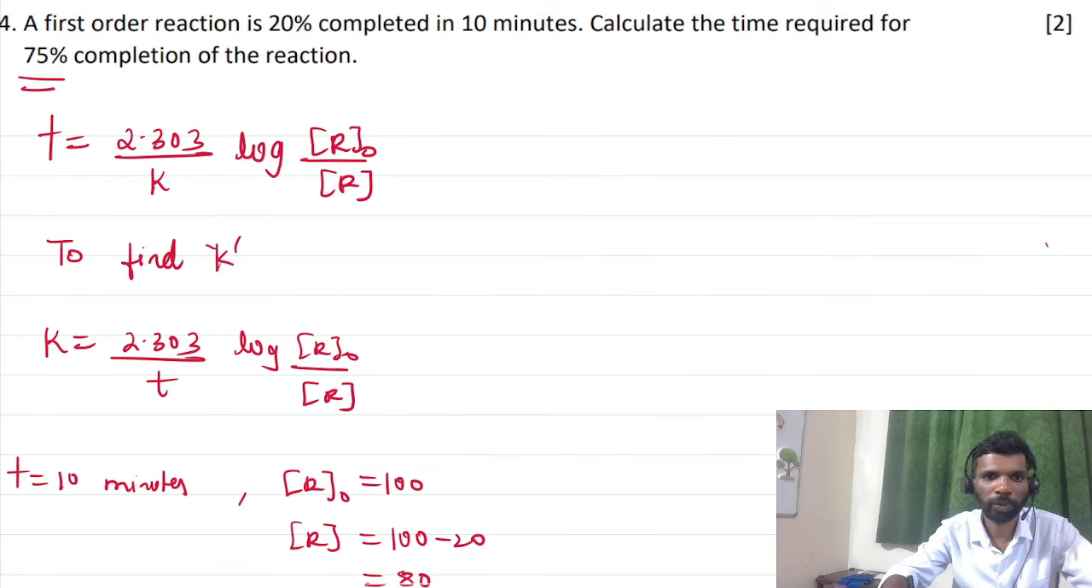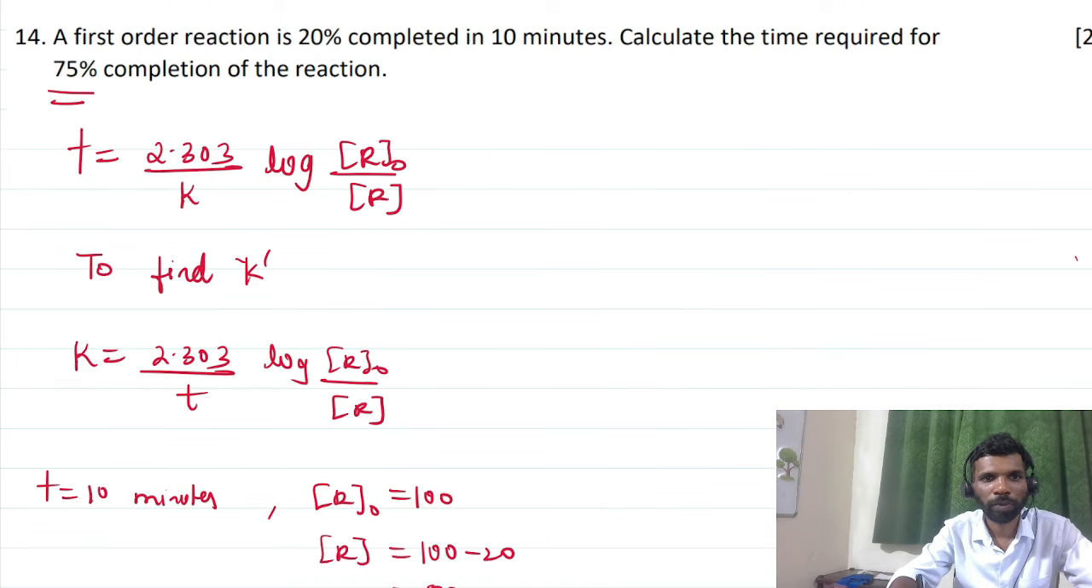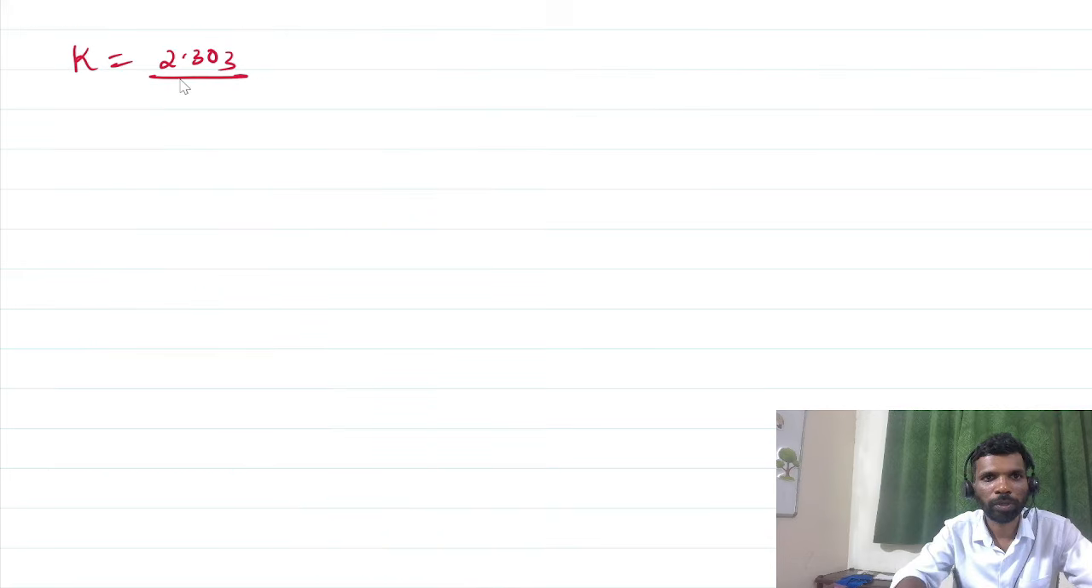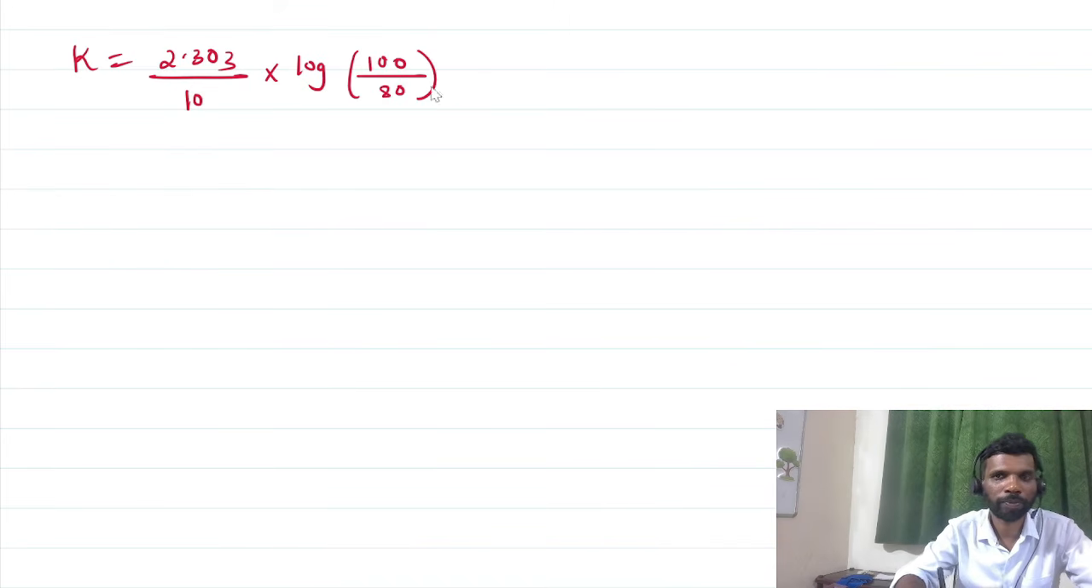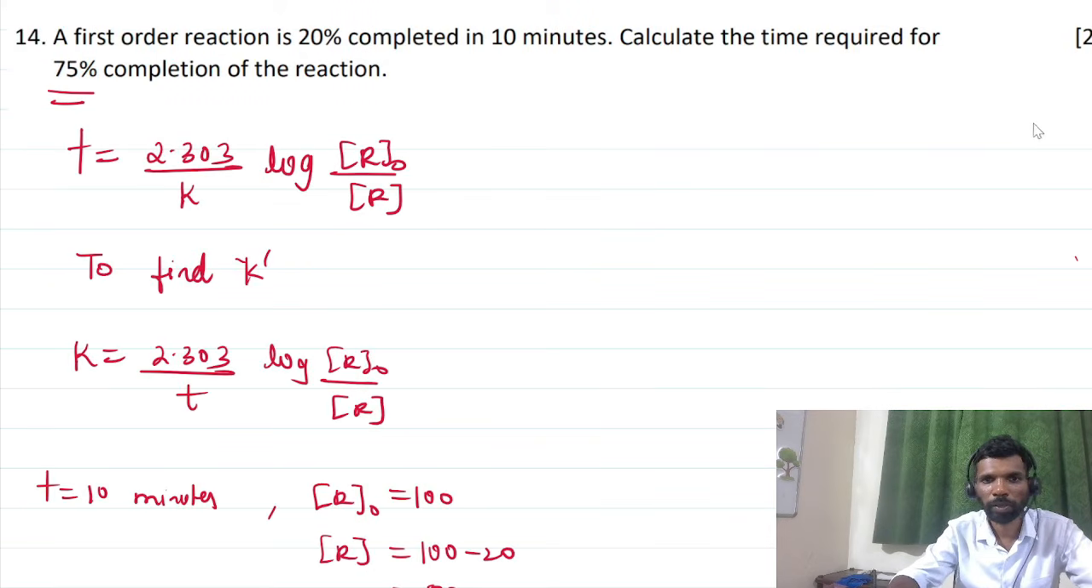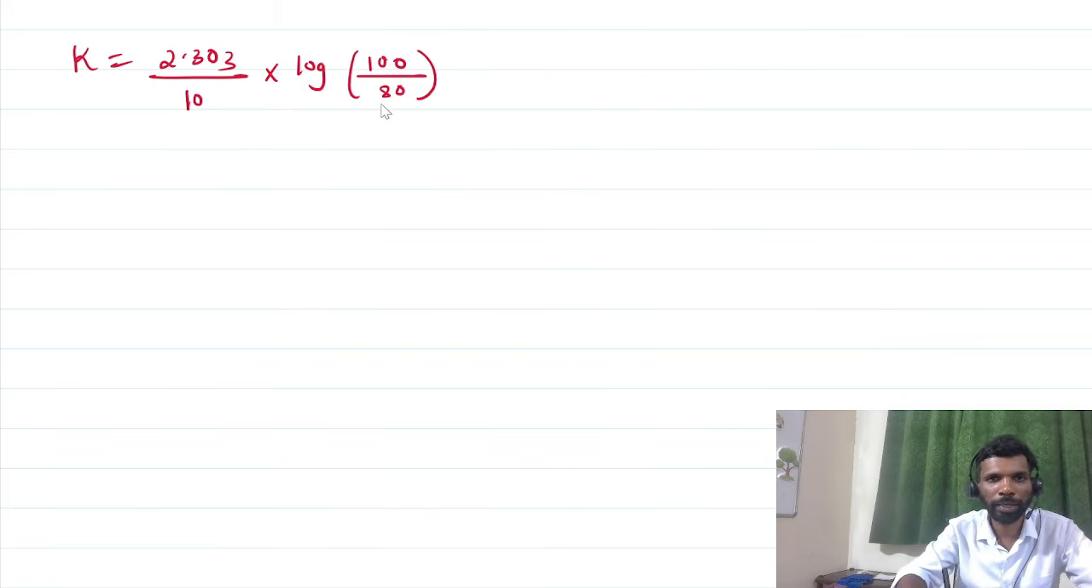So I'll go on the next page. So therefore, K is equal to what? 2.303, time is 10 minutes, sorry. So I'll write that time is equal to 10 minutes. Log of R0 is 100, and 20% complete, over here this is 80, right? 20% complete, so this is 80. So this and this will get cancelled.